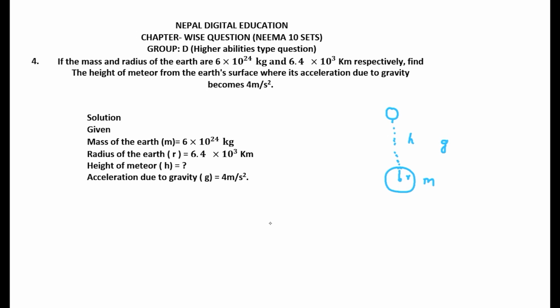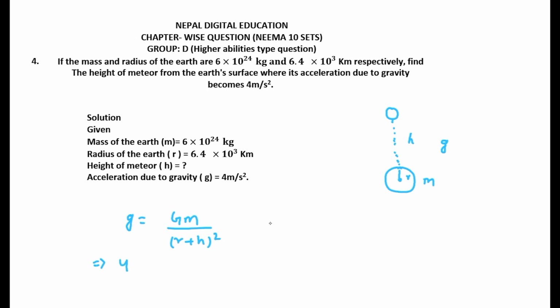This height of the meteor from the earth surface where its acceleration due to gravity becomes 4. g is given. So in this height case we have the formula g equal to GM by (r plus h) whole square. So we have the value of g.